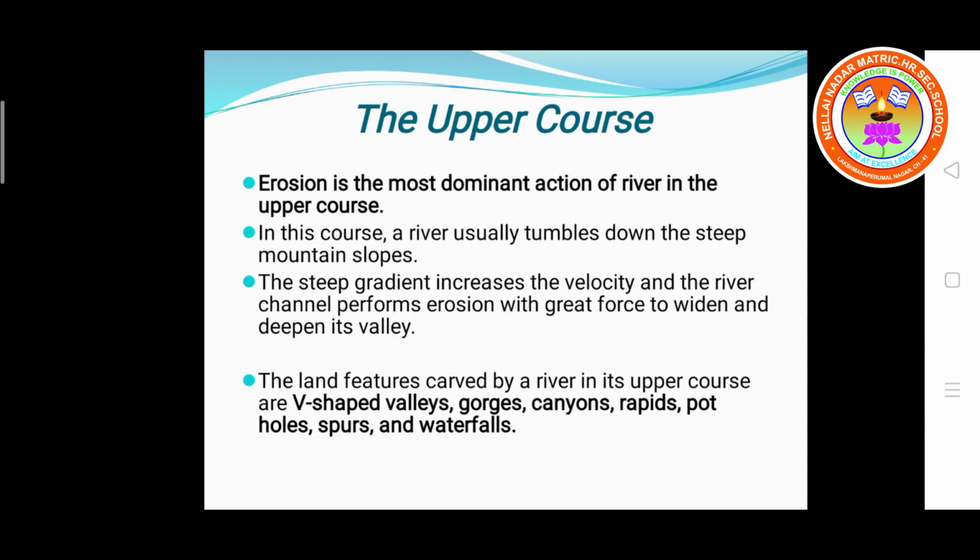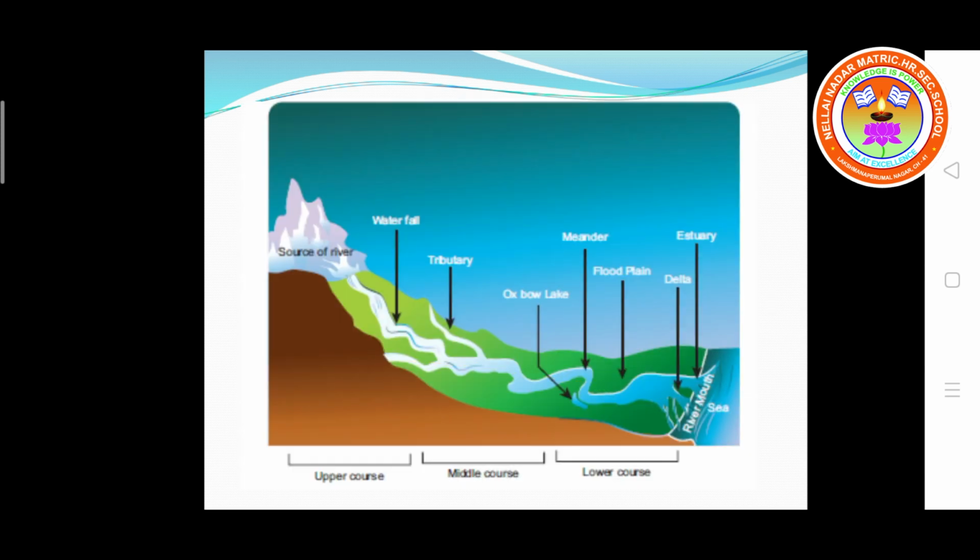Next slide, have a look at slide number 9. You will see what is called the upper course. Erosion is the most dominant action of river in the upper course. You know what is the meaning of erosion? In this course, a river usually tumbles down the steep mountain slopes. In order to understand clearly, you can see the upper course in the picture on slide number 8. See, the source of water, when it comes from the top, the water tumbles down the steep slope and comes very fast. That is called the upper course.